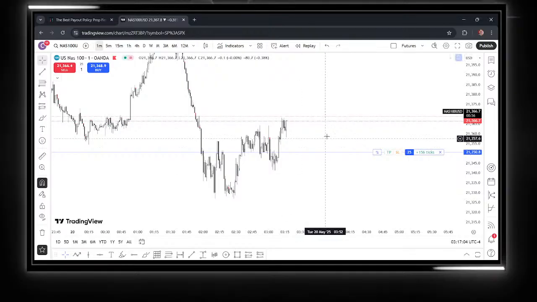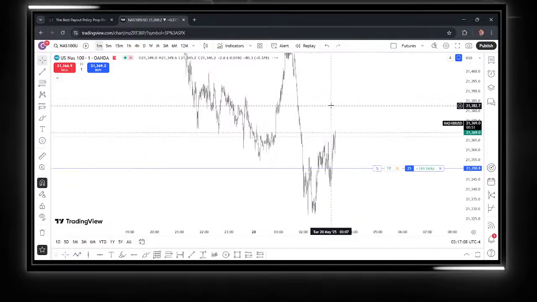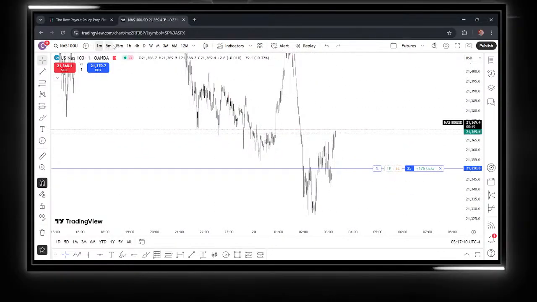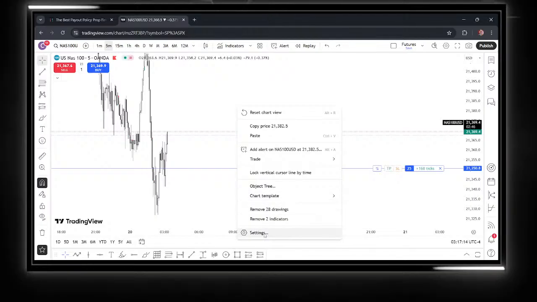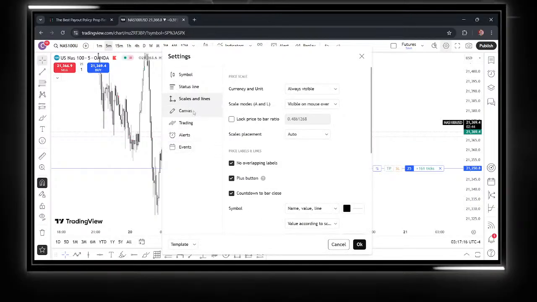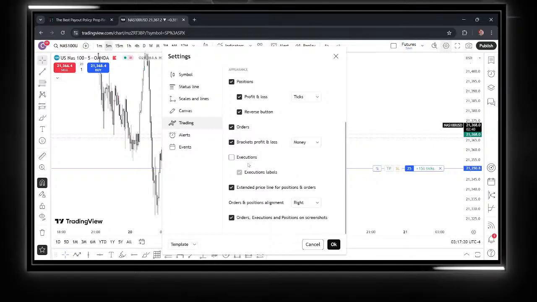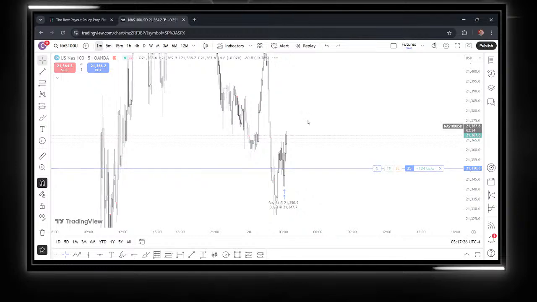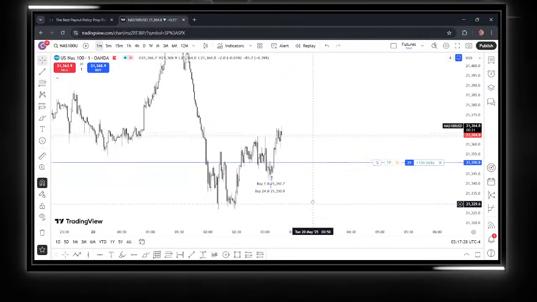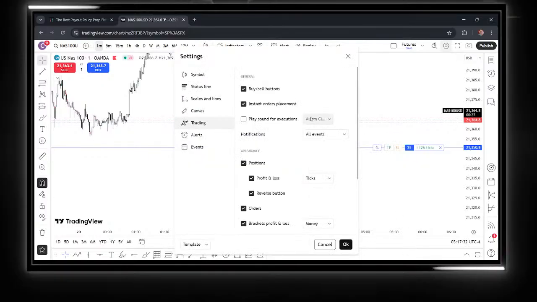Let's see. Okay, so what is the objective for price here? What are we looking forward to? Why are we in this trade? Let me just indicate the entry areas here so you can see where we were able to get involved.